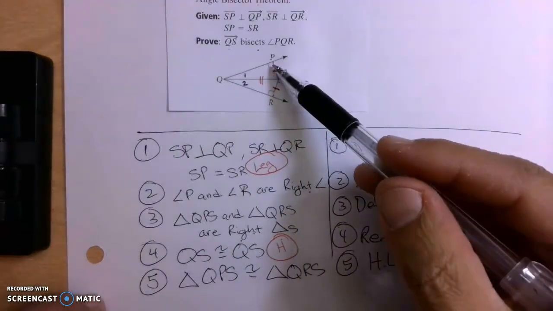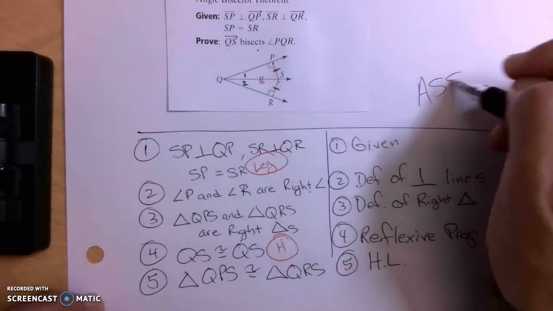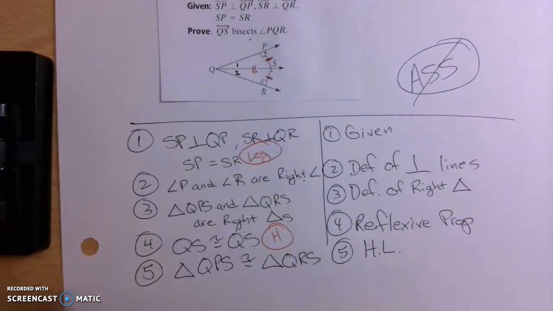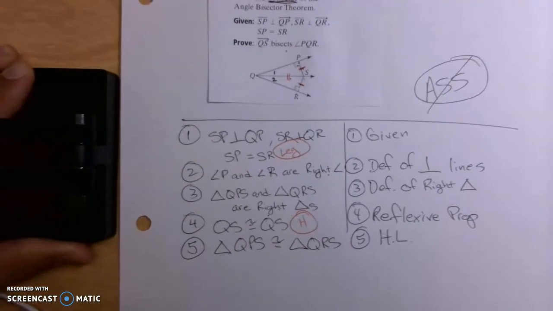Now I'm not going to say angle side side because that actually spells a bad word. If you say right angles are equal, then a side, then a side, that spells it. So they're still congruent, but they're congruent by hypotenuse leg.